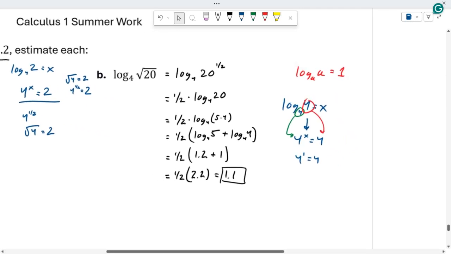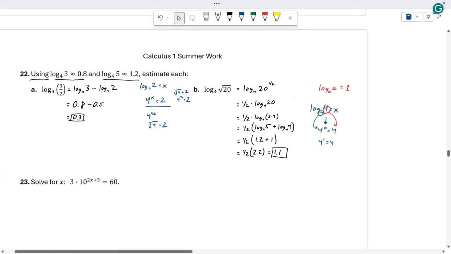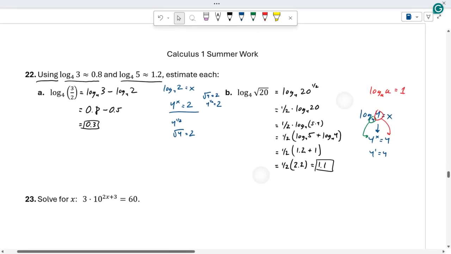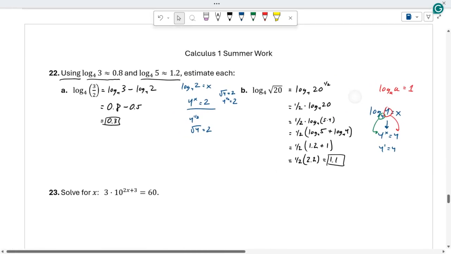And same thing with B. We applied the power rule to get rid of the root. We then used the product rule to break up our product. We rewrote 20 as 5 times 4. We used our approximation for log of 5 base 4, but then we did need to know that the log of 4 base 4 equals 1 because 4 to the first power is 4. So again, using some good properties of logarithms, and then also just what a logarithm is in order to approximate each of these values. And that's question 22.